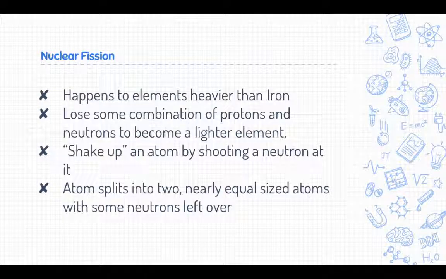Then we have nuclear fission, which happens to elements that are heavier than iron. Basically, it's the exact opposite. This is where a large atom will lose some combination of its protons and neutrons to become a lighter element. Basically, the atom gets shooken up, and then it breaks into two nearly equally sized atoms that have different amounts of protons and neutrons. So one atom of a certain element, an unstable isotope of it, will break apart into two different atoms of different elements. And there's sometimes stuff left over there too.